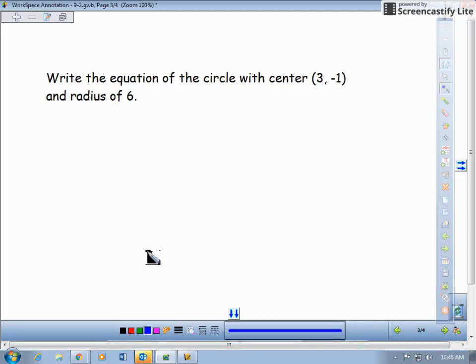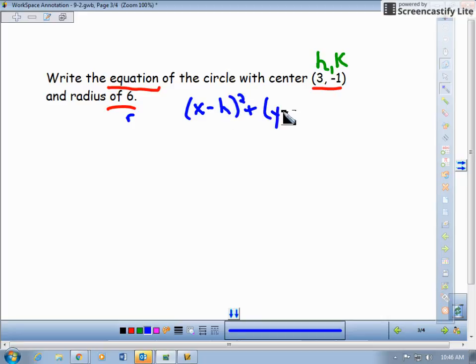Okay, guys, let's do this next one. This one is hopefully going to be pretty easy. We just want to write the equation of this circle with center (3, -1) and a radius of 6. Well, let's remember the center is (h, k). My radius is r. And the formula, let's remember, is (x - h) squared plus (y - k) squared equals r squared. So all I have to do is start plugging this stuff in here, guys.